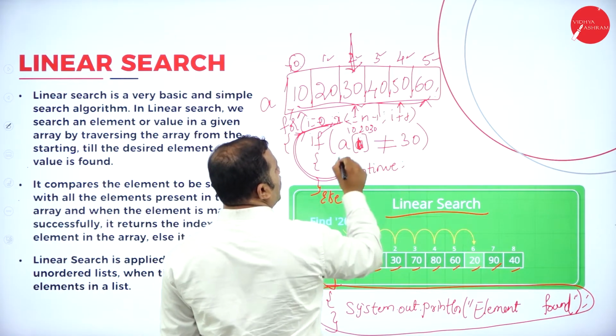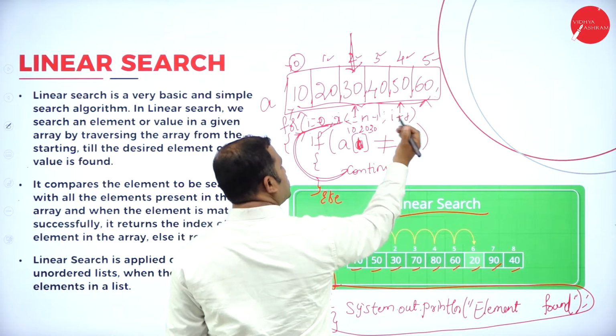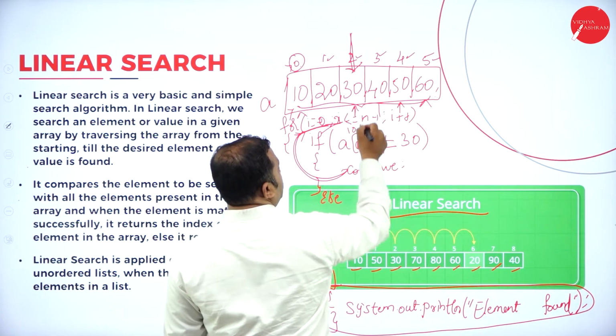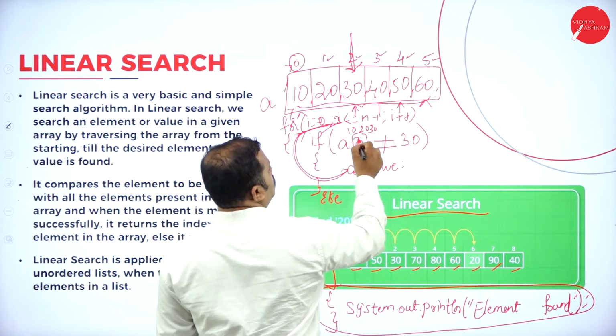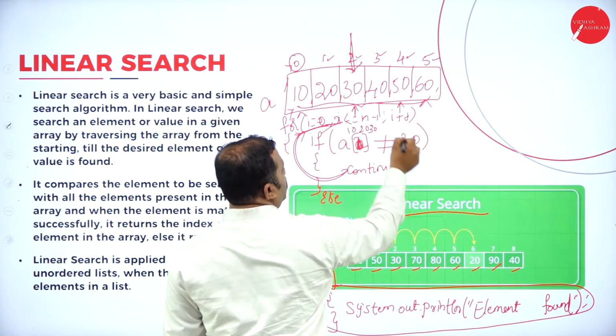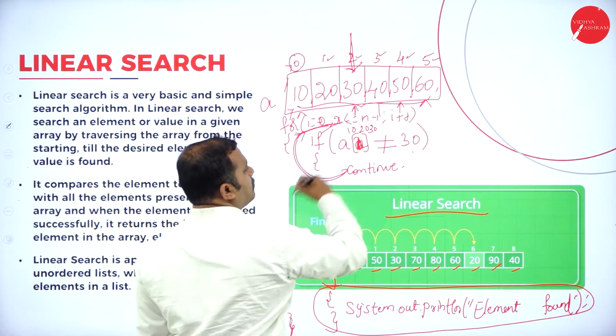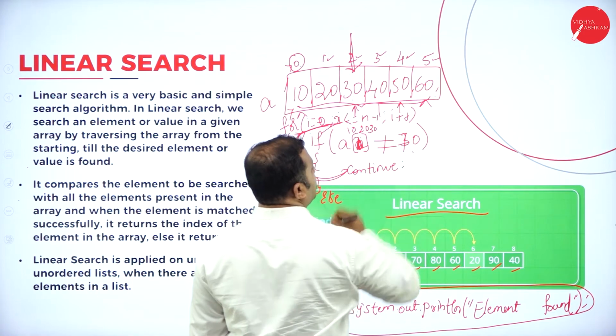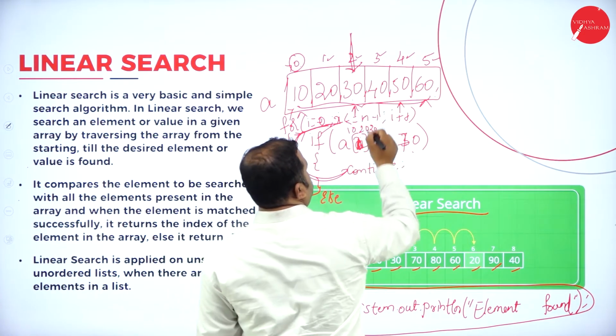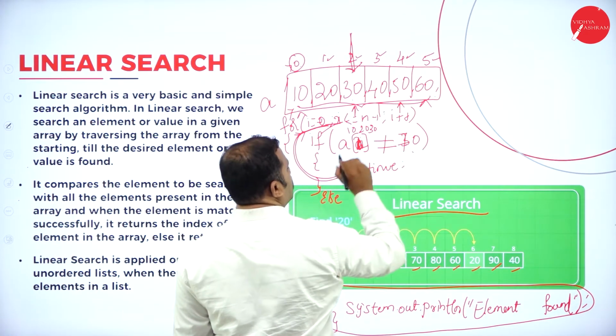Then when i is equal to 1, 20 is not equal to 30. Yes, it is incremented by 1. A of 2, that is 30, is equal to 30, but I am searching for the item 70 here. Now, 30 is not equal to 70. Yes, it is not equal to 70.